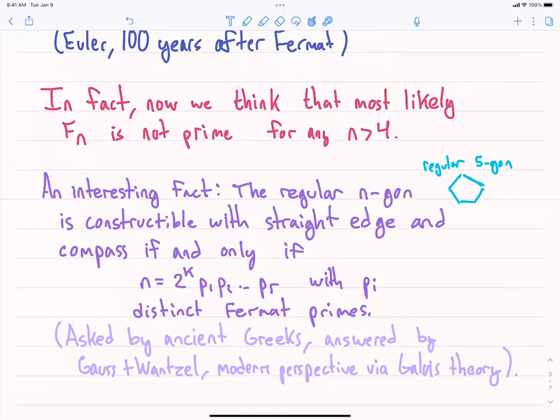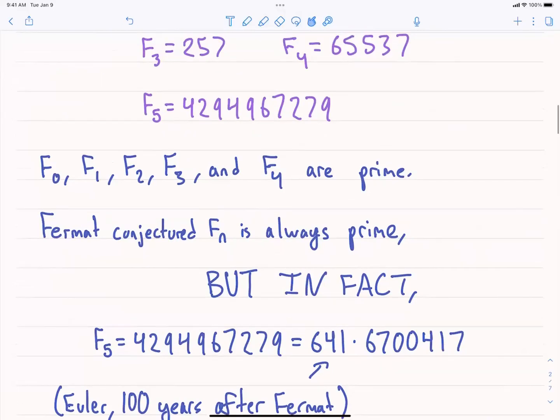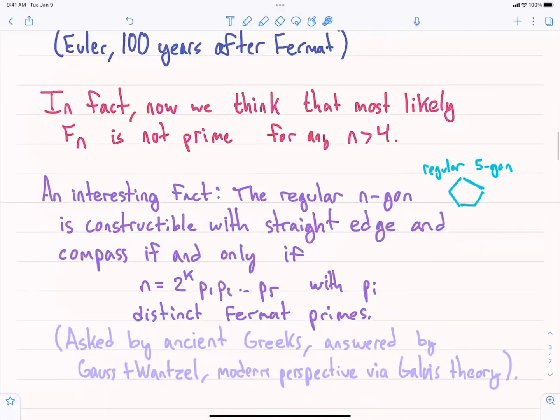So if we think there are only 5 Fermat primes, if we think these are the only ones, then that tells you there are only finitely many odd n such that you can construct a regular n-gon using only a straight edge and compass. And this is a really beautiful link between a fundamentally geometric idea, like constructing an n-gon with equal length sides, and something about prime numbers. So it's really quite a beautiful fact.